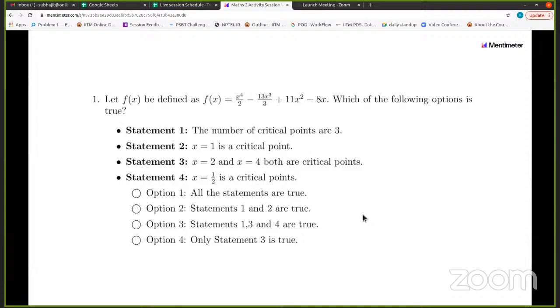So option 1 is all the statements are true. Option 2 is only 1 and 2 are true. Option 3 is 1, 3 and 4 are true. And option 4 is only statement 3 is true.